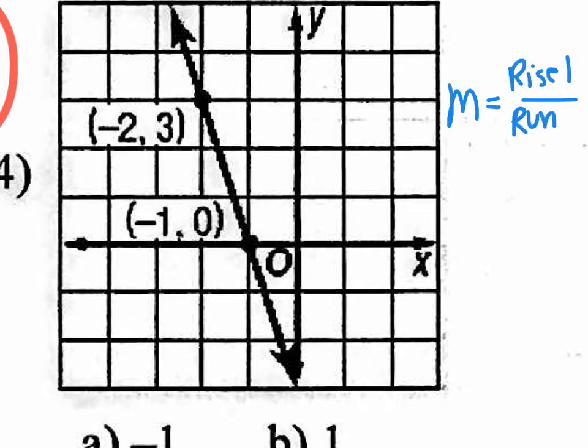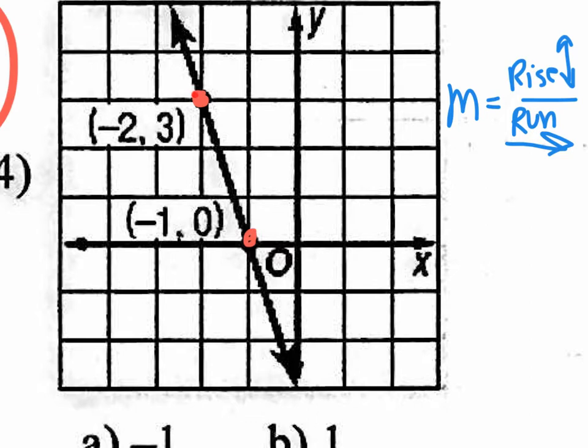Okay, now the rise, if it's going up, it's positive. If it's going down, it's negative. But the run, we're always going to look at it from left to right being positive. So they give us this point, this coordinate, and this coordinate. All we have to do is look at it from left to right. So from this point to this point, is it going up or is it going down? Down. It's going down, so it's going to be a negative rise. So we know that this is going to be a negative slope.